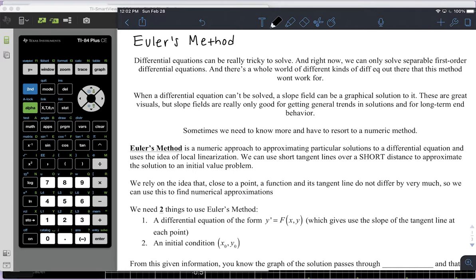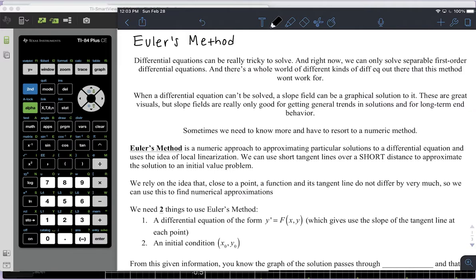But there's a whole world of differential equations and different kinds of them. There's ordinary differential equations, there's partial differential equations, and they all have their own solving techniques, and some of them just aren't solvable. So when we can't solve a differential equation, we can still glean a lot of information out of it. One way is by generating a slope field, which can give us the graphical solution and show us the visual trends over time and how the solution curves might look.